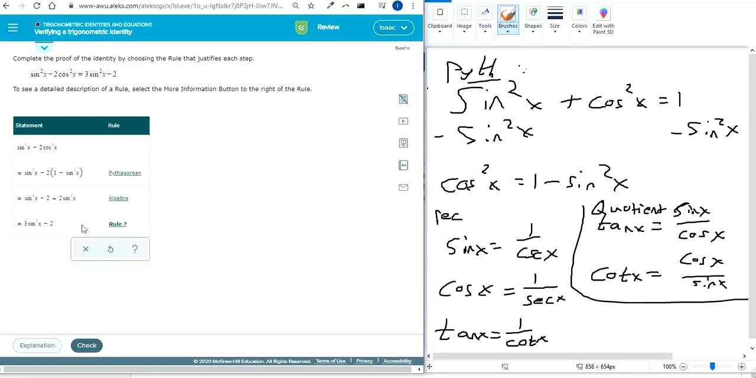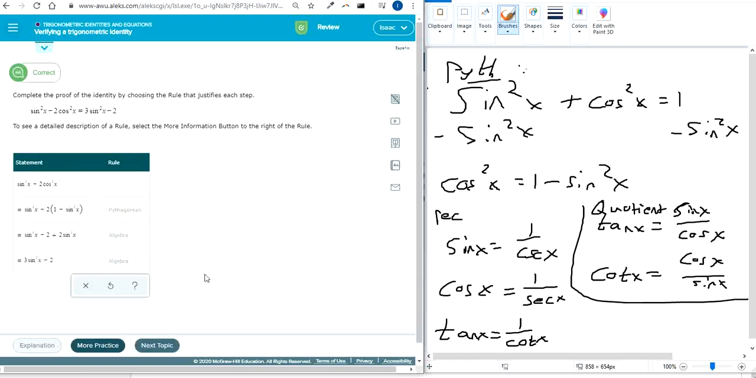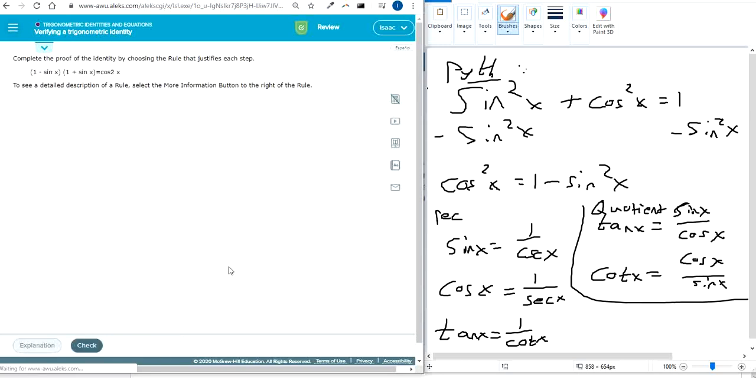And then the final step was that they have sine squared x plus 2 sine squared x. That makes 3 sine squared x. So again, that's algebra. We're just adding like terms there. Let's do one more.